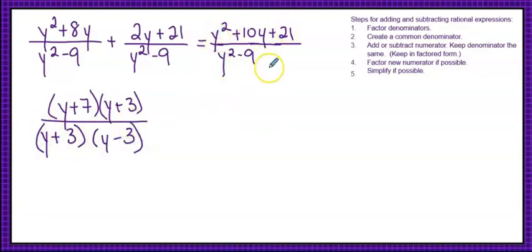This is why we can't leave it like this. We need to factor to see if we can simplify, because you see we have a y plus 3 in the numerator and denominator that we can cancel out. So then we do that, and our answer ends up being y plus 7 over y minus 3.